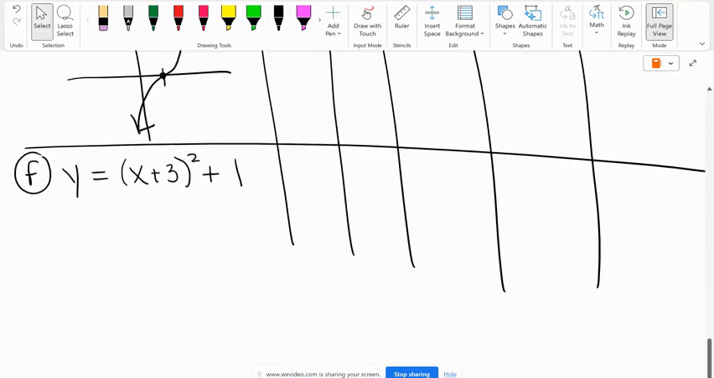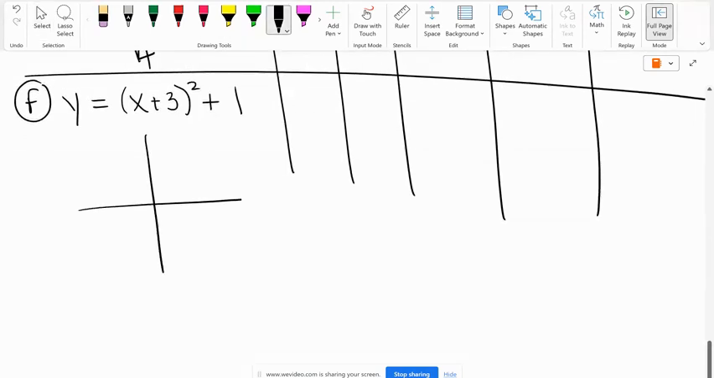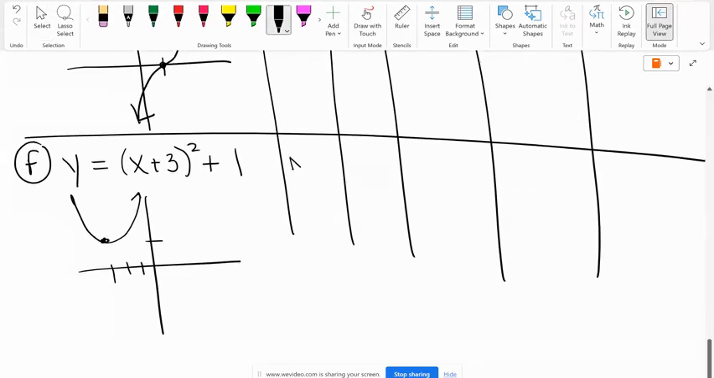All right, are we ready? So where are we shifting this parabola to? To the left 3 and up 1. You got it. All right. Are we bounded above? No. Are we bounded below? Yes. Are we bounded? No. What is our upper bound? None. What is our lower bound? Anybody? Somebody? 1. Okay, we're done.